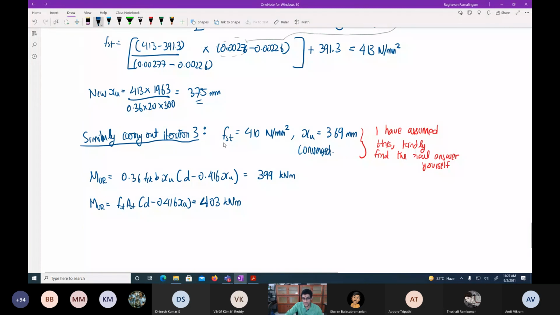Once you find the converged value of the stress in steel and XU, use either 0.36 FCK B XU (D minus 0.416 XU) if you are using the concrete formula. If you are using the steel stress formula, then instead of 0.87 Fy, use FST AST (D minus 0.416 XU). So this is the process.